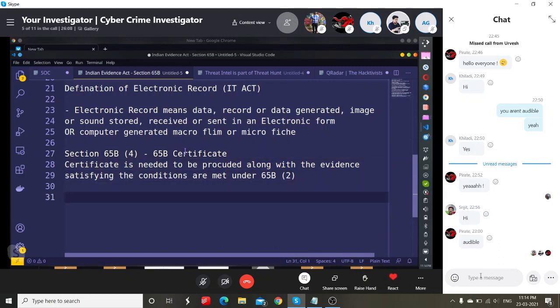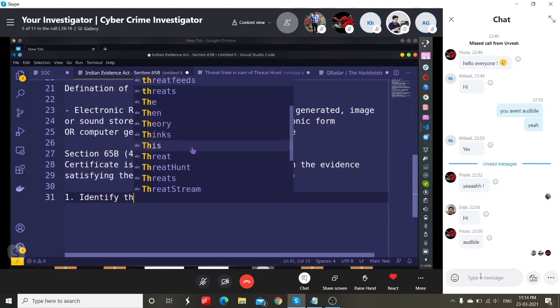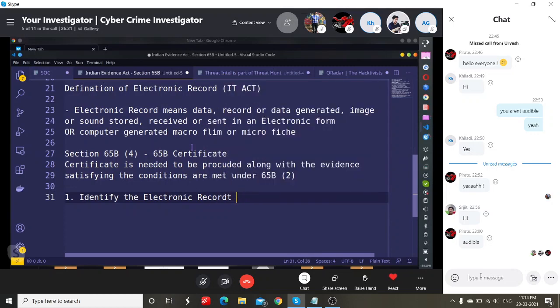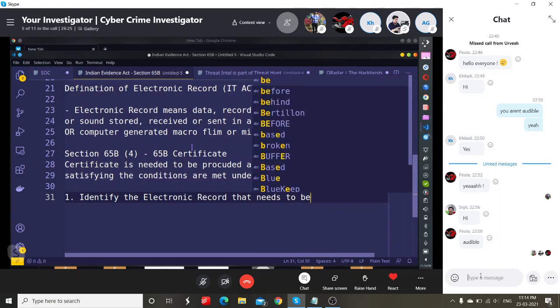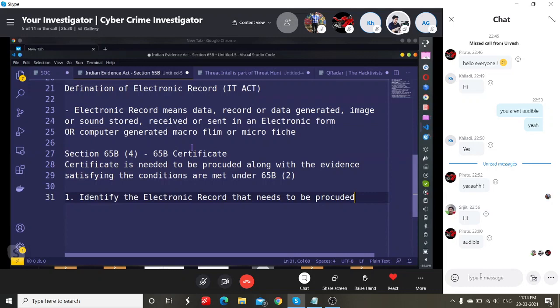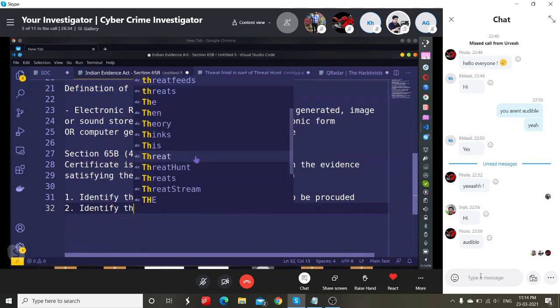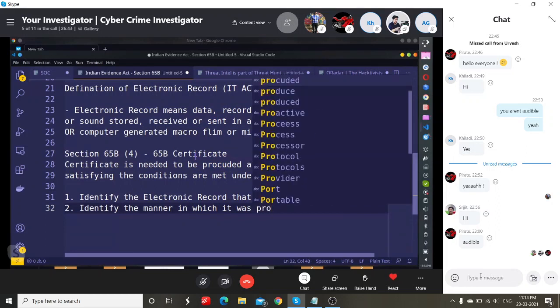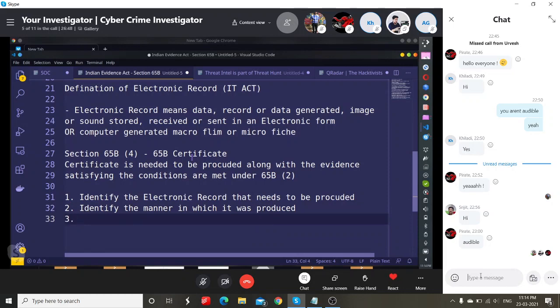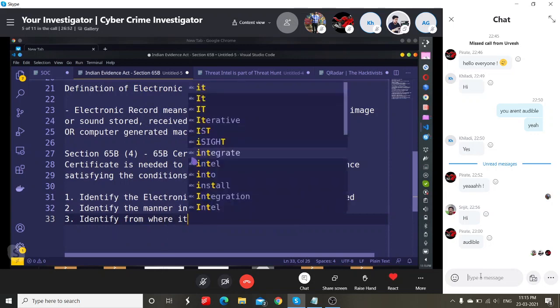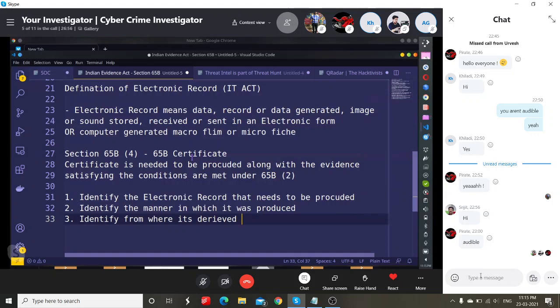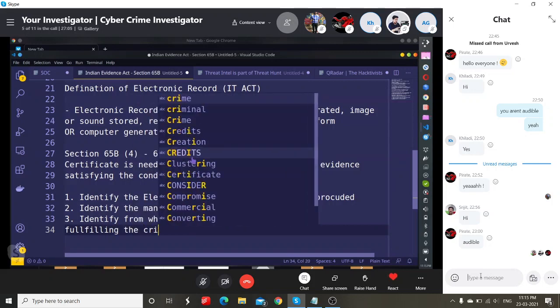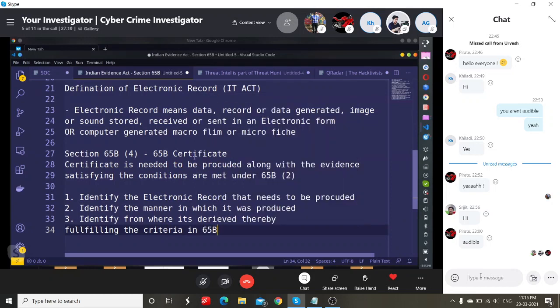So what are the three things to be considered in subclause 4 as the certificate? What is the certificate? That certificate will identify the electronic record that needs to be produced. Identify the record that needs to be produced. The first thing is this. What will be the second thing? Identify the manner in which it has been produced. Third, identify from where it has been derived, thereby fulfilling the criteria in 65B subclause 2.